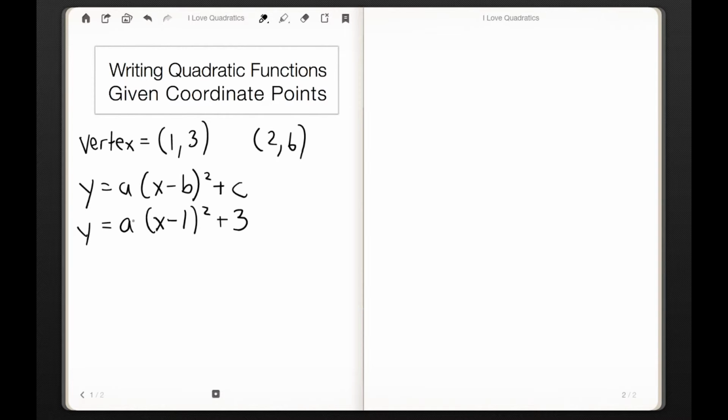So when we had to do that, we found another point on the graph, and we substituted the x and y coordinates of that point in. Well, we already have that point. It's right here. We're given that the graph passes through (2, 6). So we can just substitute that point right in here for x and y. So if y is 6 and x is 2, we just changed x to 2 and y to 6. And there we go. Now we just have to finish solving this equation.